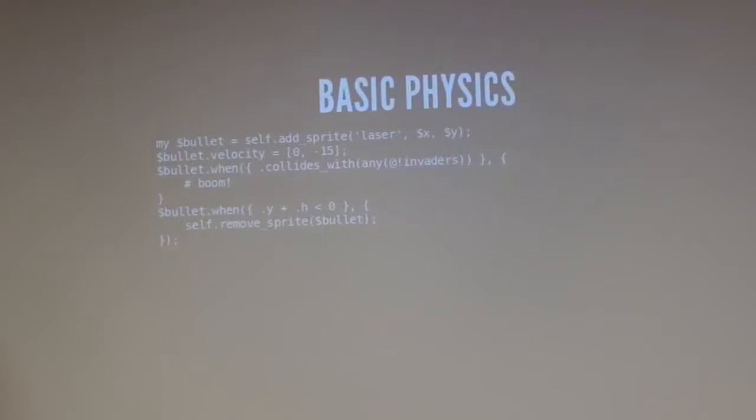You can have physics for these things. So every time you put something on screen with the sprite method, you get an object back that's sort of representing the entity in the game. So you can add some speed, move it around. There's this pretty nice event system. How does this work? Oh, there we go. So you have the when method on every one of those objects.